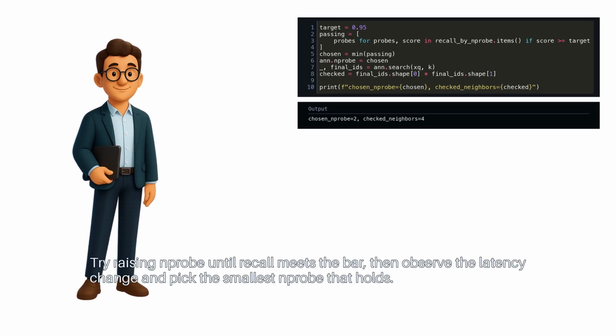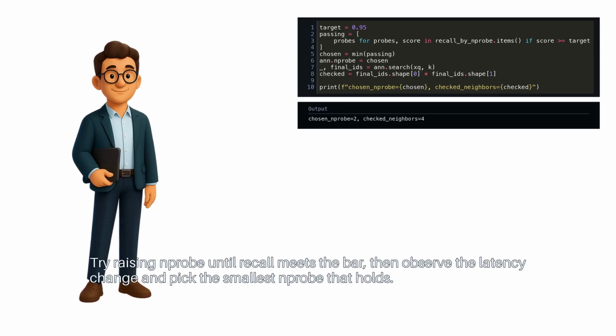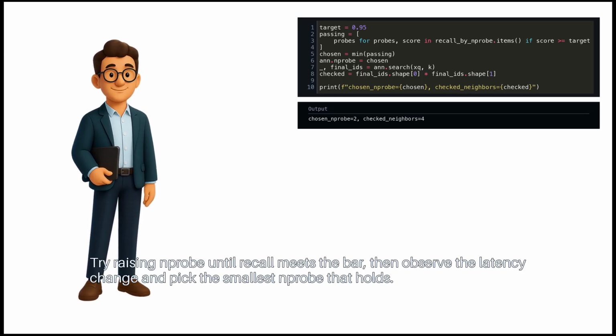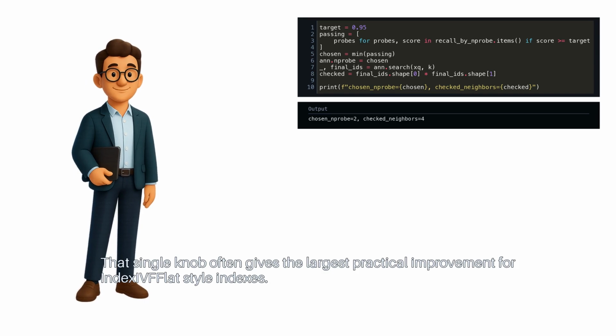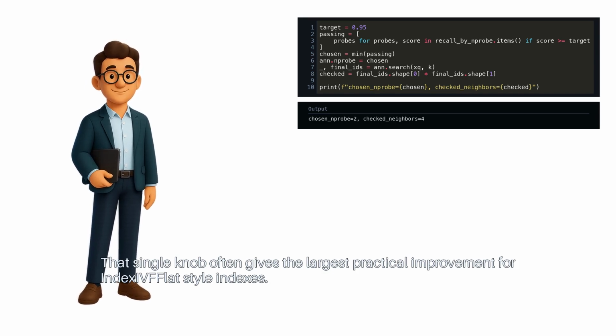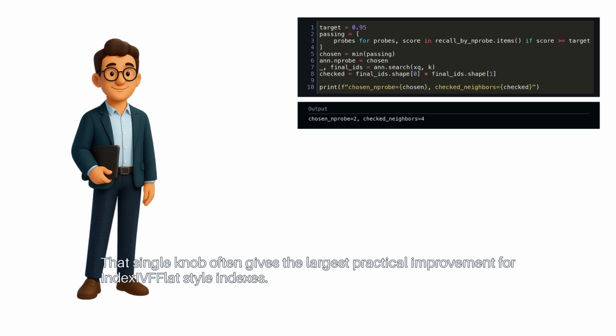One practical next step is to tune nprobe on your real validation embeddings and watch recall at your target threshold. Try raising nprobe until recall meets the bar. Then observe the latency change and pick the smallest nprobe that holds. That single knob often gives the largest practical improvement for IndexIVFFlat style indexes.